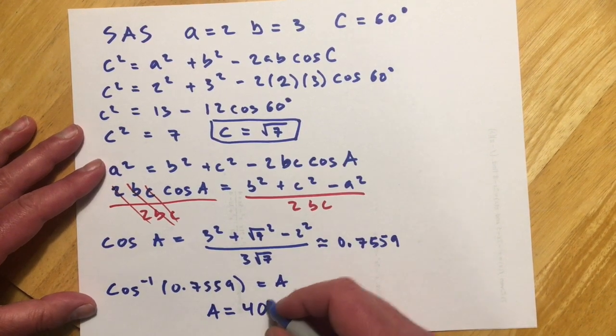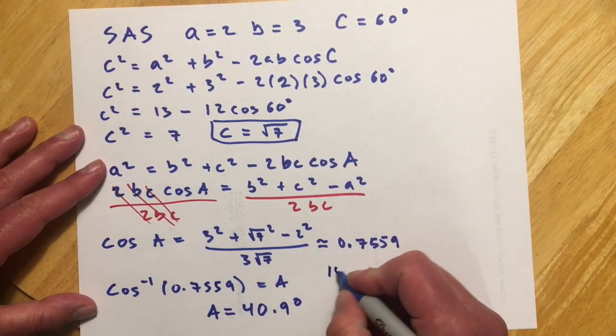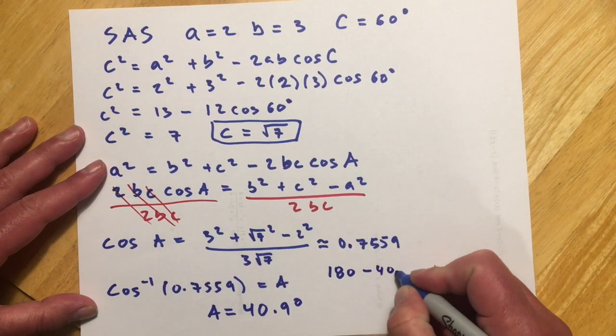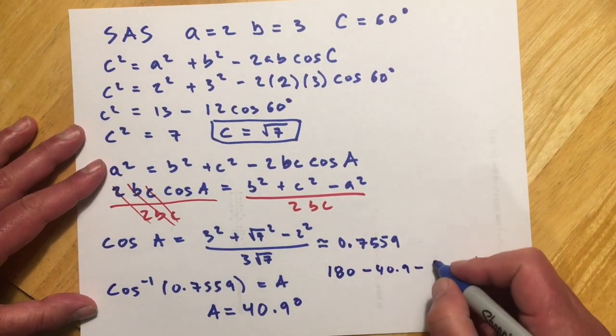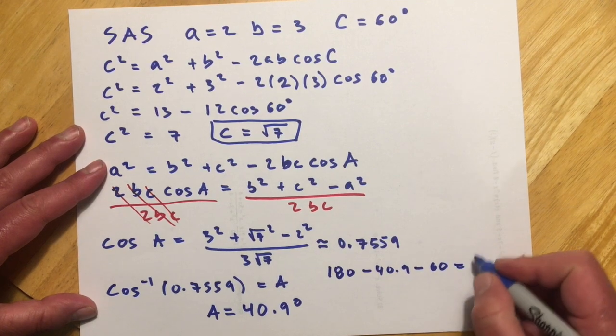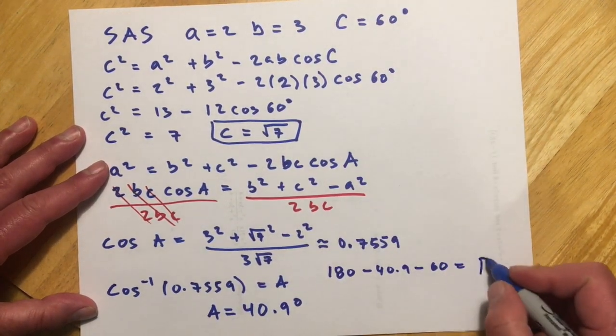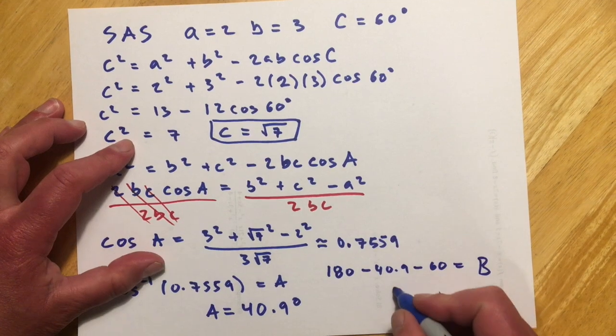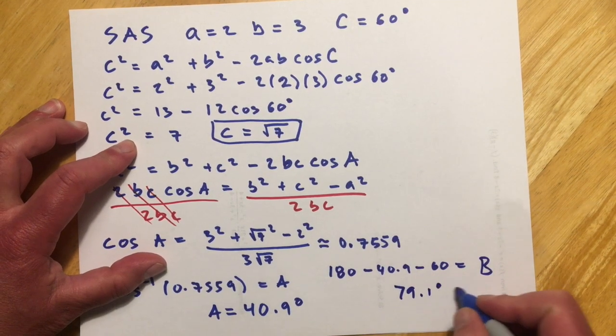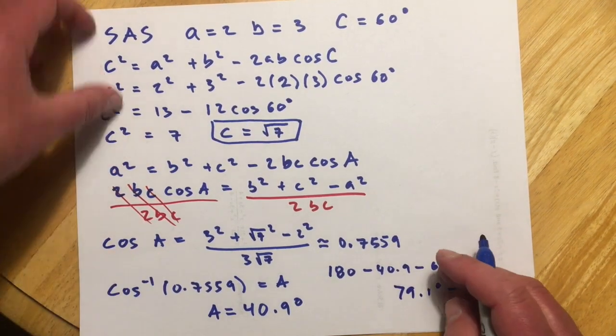Now that I know two of the angles, I can just do 180 minus 40.9 minus the 60. That will give me B, and if you do that out, we get 79.1 degrees for B.